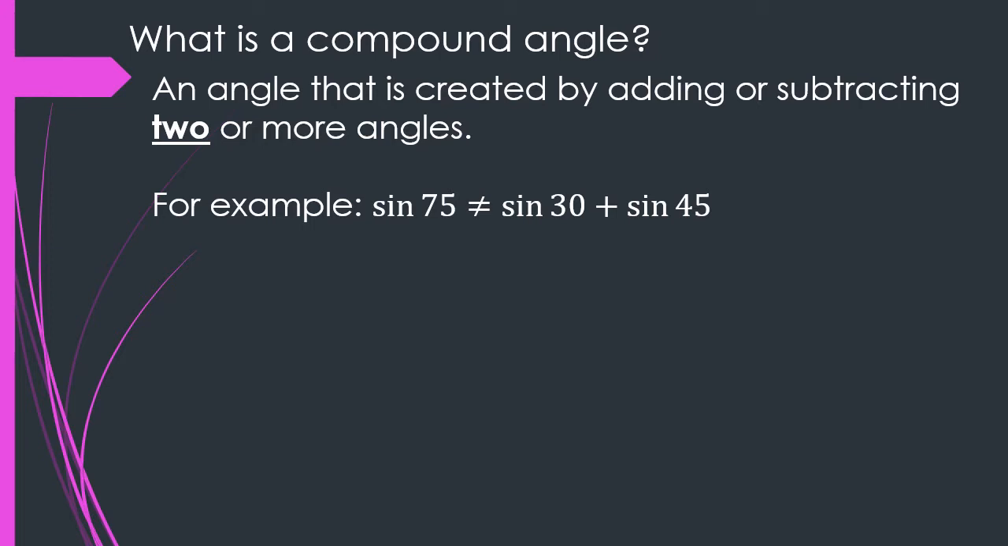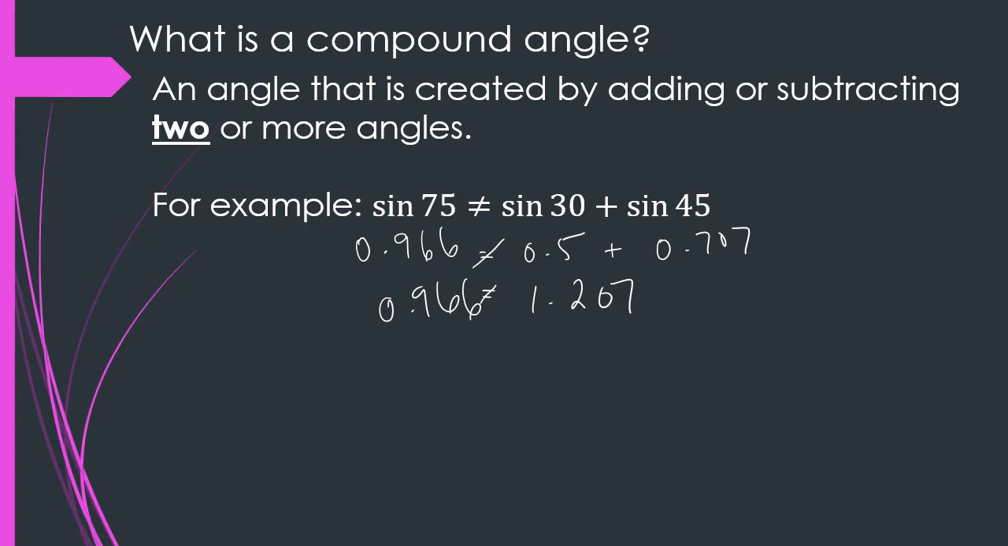Sine 75 is 0.966, I believe. Sine 30 is 0.5. Sine 45 is roughly 0.707. Okay. If I add those together, I get 1.207. Left side clearly does not equal the right side. That is not a true statement. So when we're talking about adding or subtracting, we're not talking about adding or subtracting trig ratios. We're talking about adding the angles.